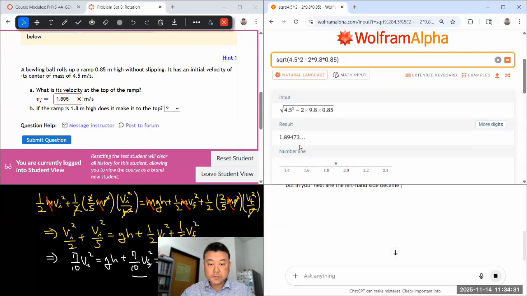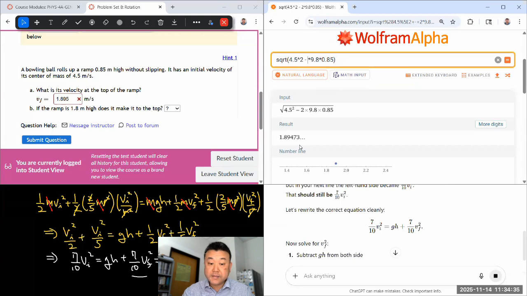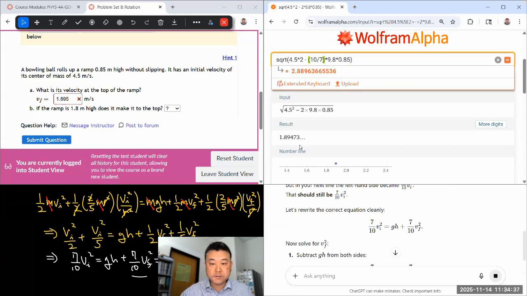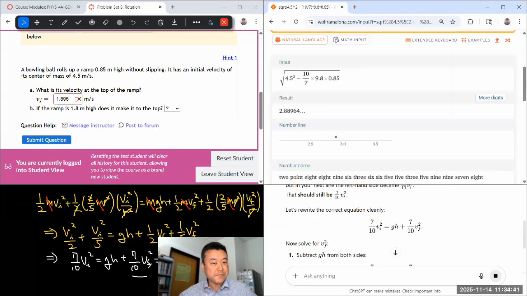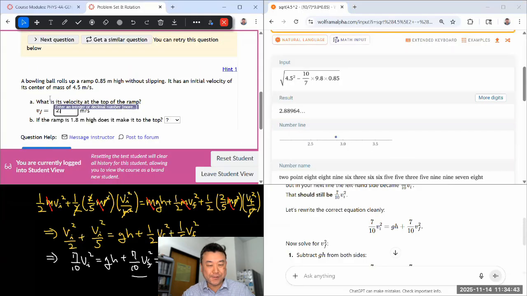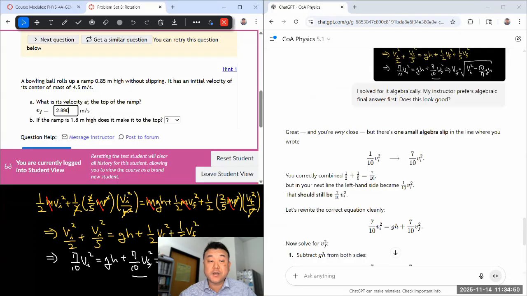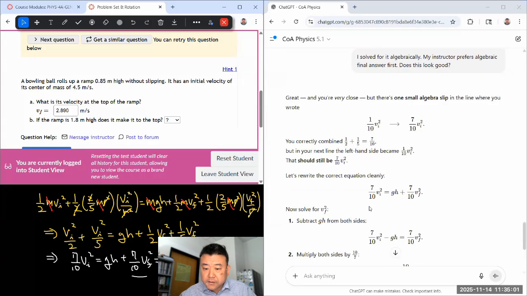So the V initial squared, I can leave that alone, and this 2 becomes 10 over 7. So yeah, I get a higher number. It was wrong to say that it will be smaller, 2.8. It could have been pattern matching from other similar questions where sometimes you do get a smaller number, but no, I think it just misread.